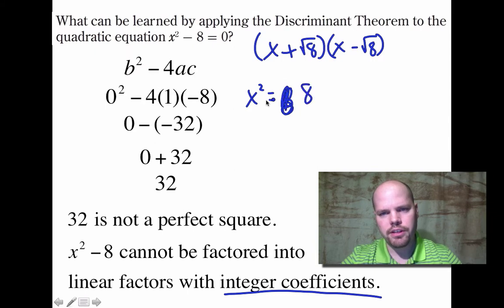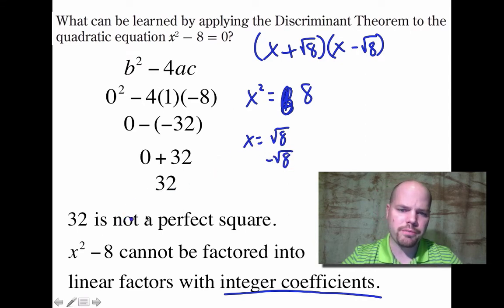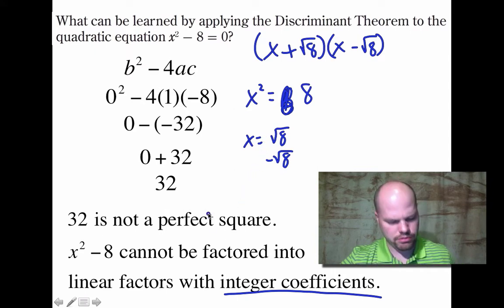Try that again. X squared equals 8, square root it, so I'd get x equals the square root of 8 and the negative square root of 8. So square root of 8 is not a perfect square, and so that means that that's not a rational solution.